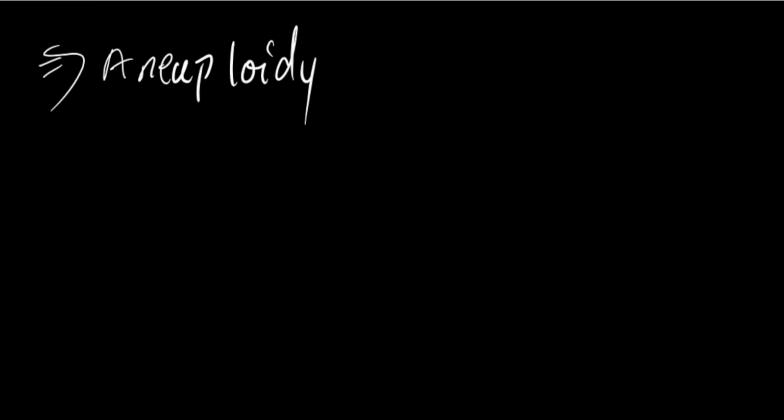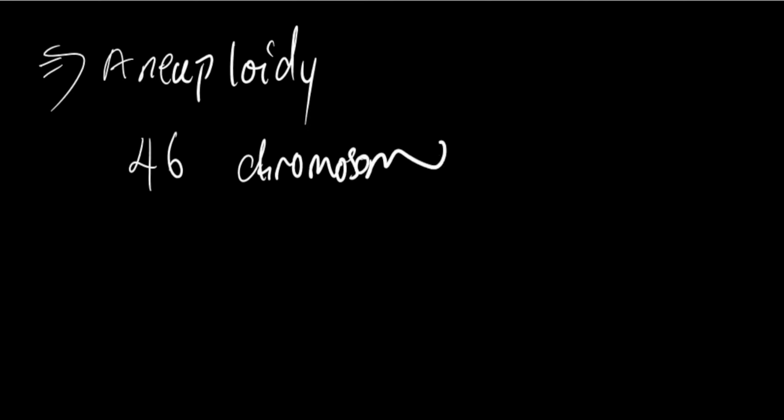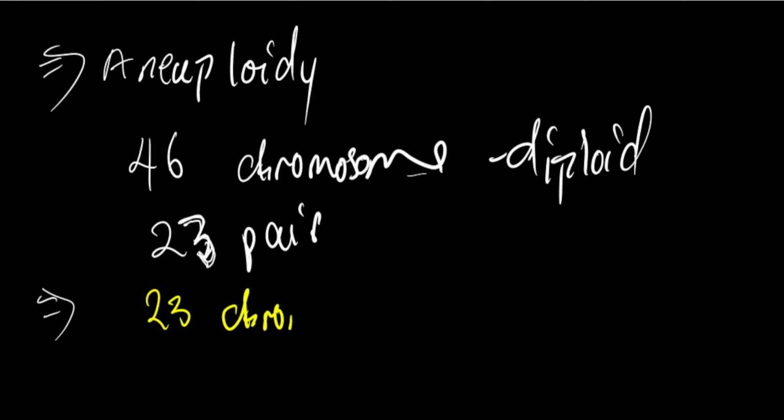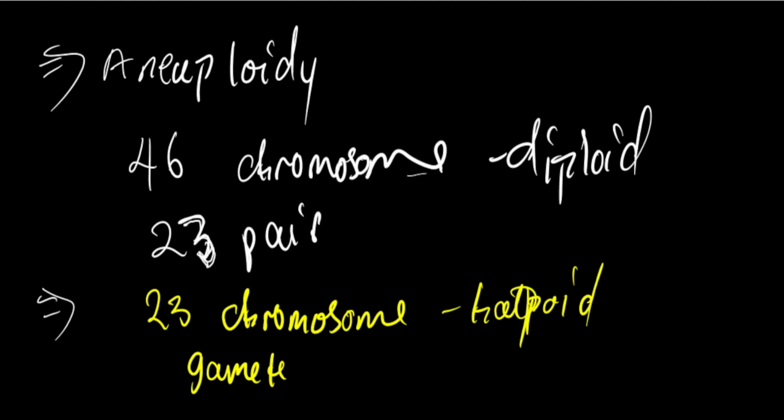So generally, taking humans, for example, we have 46 chromosomes. This is said to be diploid. We have 46 chromosomes, 23 pairs of chromosomes. When we have 23 chromosomes, for instance in sex cells or gametes, this is said to be haploid. Now we have diploid, which is 2n, and we have haploid, which is n.